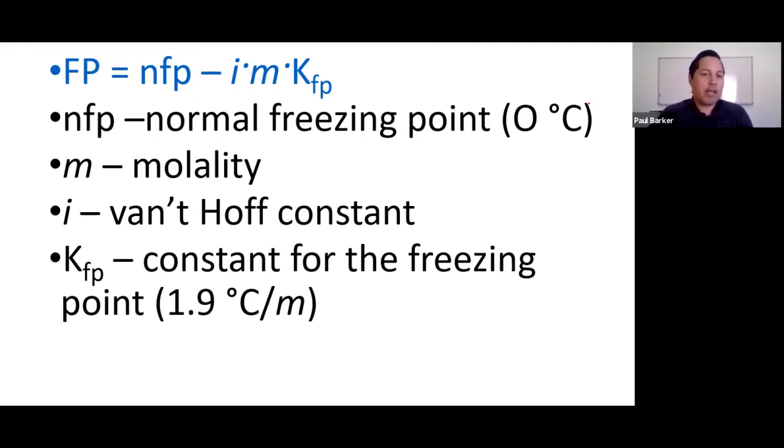And if we're using water, it's going to be 1.9. If we're using a different substance, it will be a different value. But for our class, we're only going to use water. So there's only really two variables here, the i, which is the Van Hoff factor, and the molality. As far as the other values, the NFP is 0, you're going to substitute that for the normal freezing point using water. And for Kfp, the constant for the freezing point, will be 1.9 again for water. And those will be constants. So only two variables one more time: the Van Hoff constant or the Van Hoff factor, you can call it either way, or the molality.